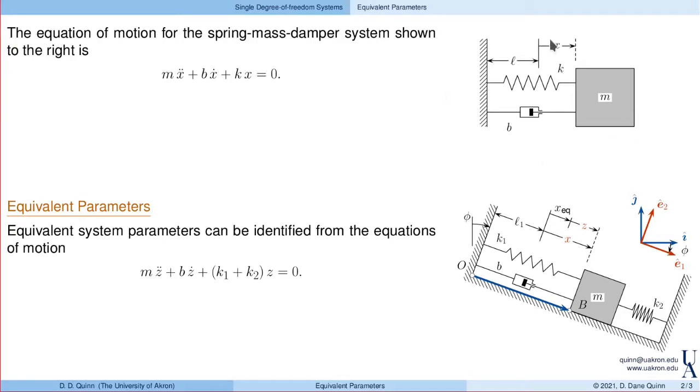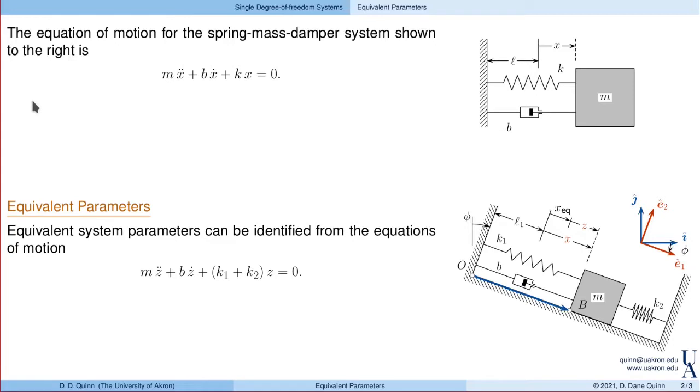So here's the basic system that we always start off with, a spring mass damper system. We have a spring of stiffness K, damper coefficient B, and mass M. And this block is constrained to move horizontally. So we'll measure the displacement with x. And the resulting equation of motion is given here, m x double dot plus b x dot plus k x equals 0. And this is, of course, our spring mass damper system. And we derived the equations of motion for this in a previous lecture.